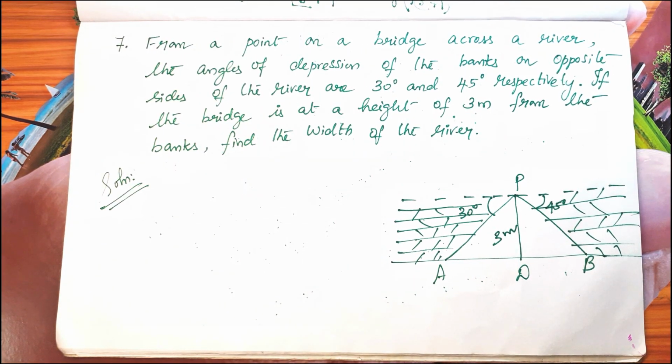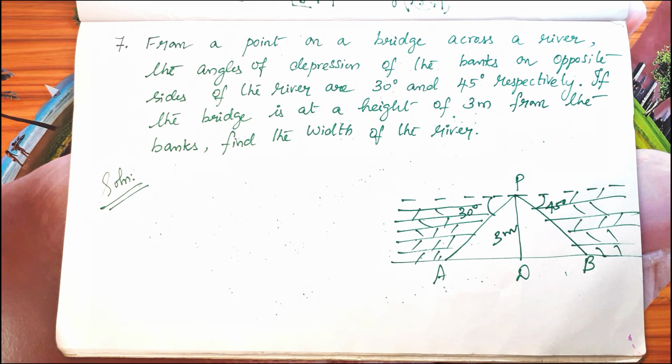From a point on a bridge across a river, the angles of depression of the banks on opposite sides of the river are 30 degrees and 45 degrees respectively. If the bridge is at a height of 3 meters from the banks, find the width of the river.